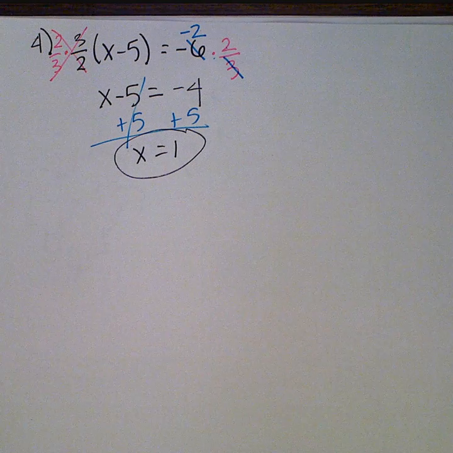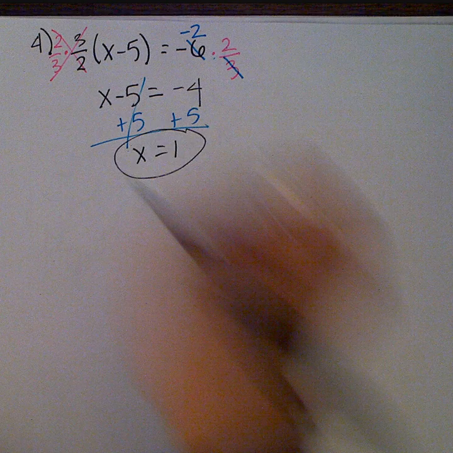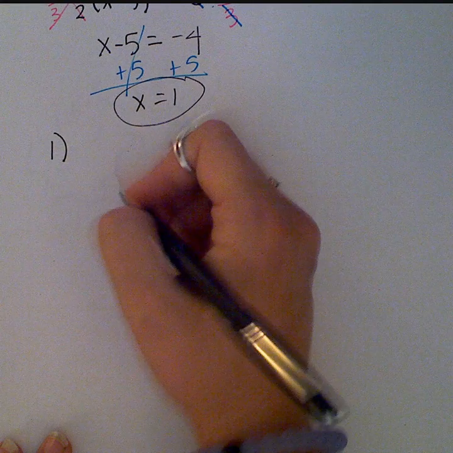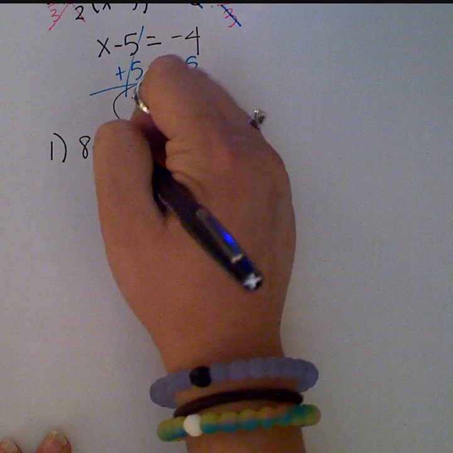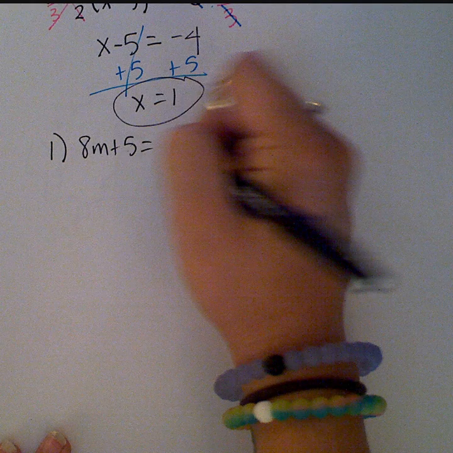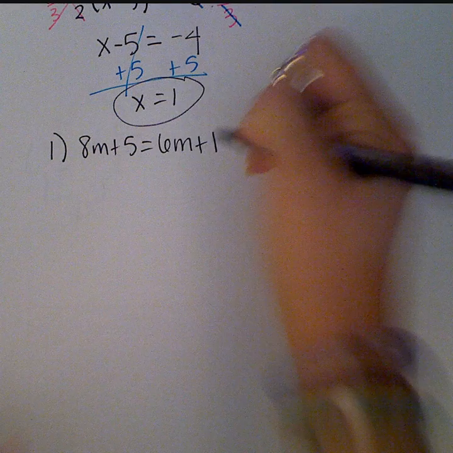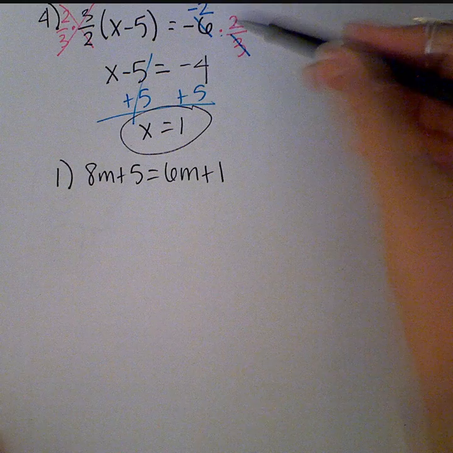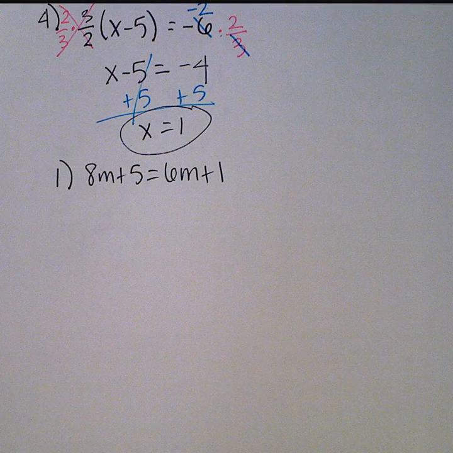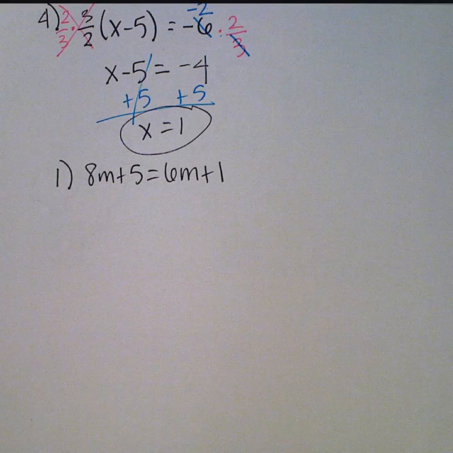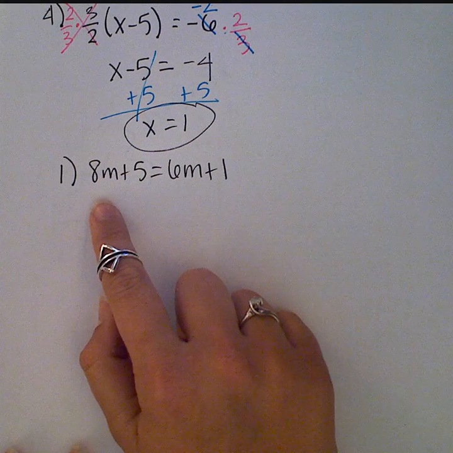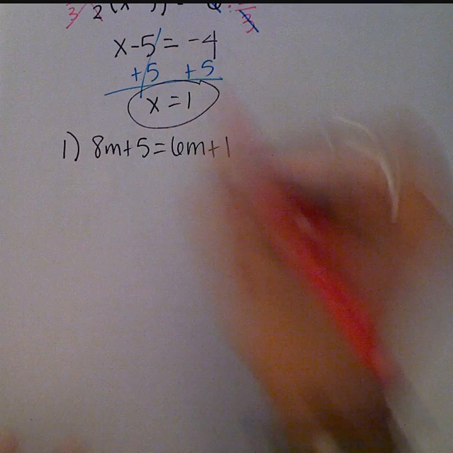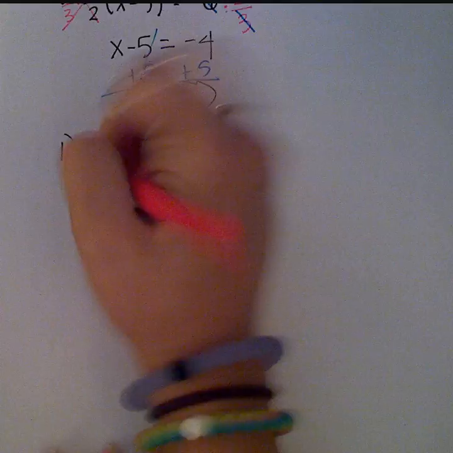On your next page in your notes on equations with variables on both sides, on number 1, you were supposed to try that from your homework. And it said 8m plus 5 equals 6m plus 1. Now, what's the difference between this problem right here and the one we did earlier? There's variables on both sides and there's no fraction. Awesome. So that means that we need to move this 6m over here with this 8m. So how do you think we would do that? Subtract 6m from both sides because we need to get them together.